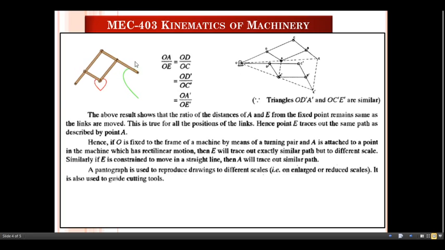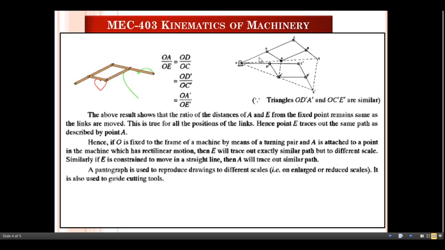This will be more clear to you here. Whatever path is traced by point E, let us assume that here is the A point and here is the E point. The same path is traced by the point E on the enlarged scale. Hence if O is fixed to the frame of a machine by means of a turning pair and A is attached to a point in the machine which has rectilinear motion, then E will trace out exactly similar path but to a different scale. Similarly, if E is constrained to move in a straight line, then A will trace out the similar path.